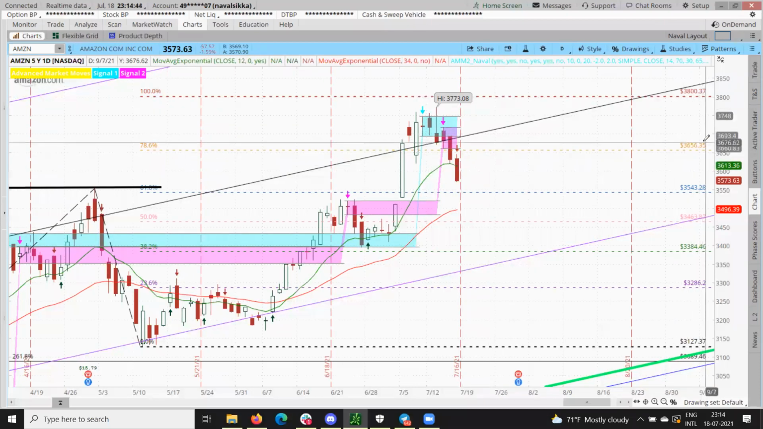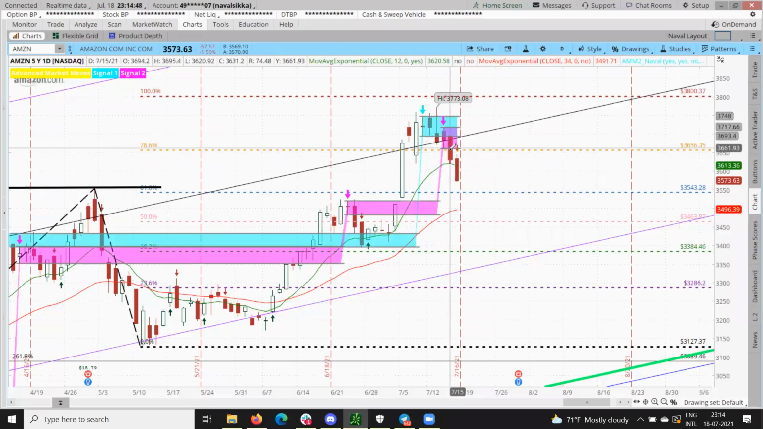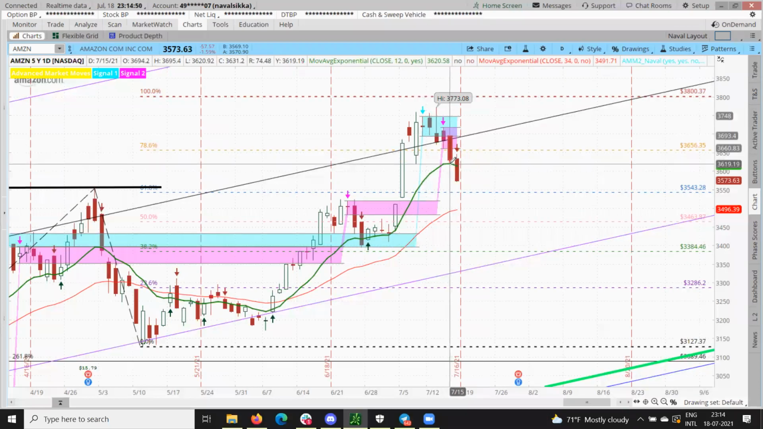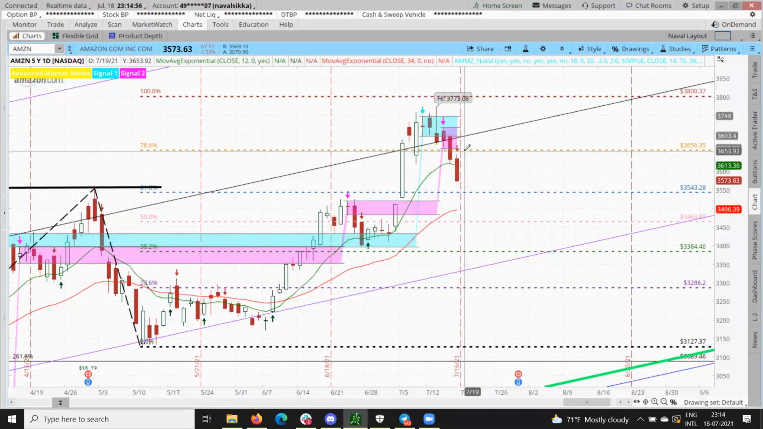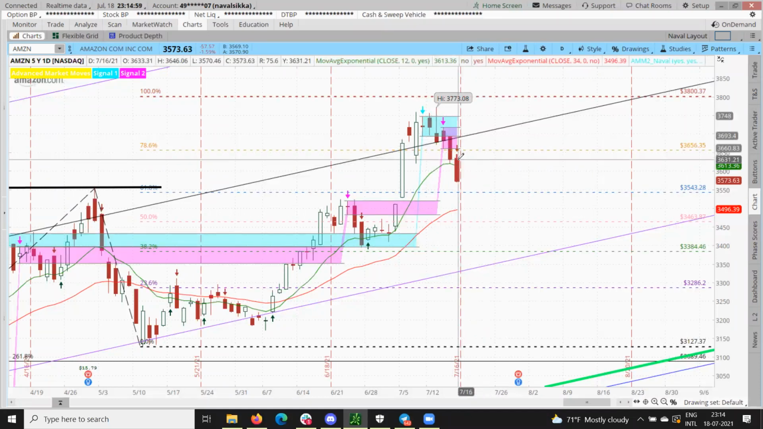On Thursday, it closed below 3656, but it came and tested this 12 EMA. So it took the support and bounced from there. But Friday it opened and could not breach 3656, and it also broke below the 12 EMA. At that time it was 3619, but now it is closed. So it came down to 3613.